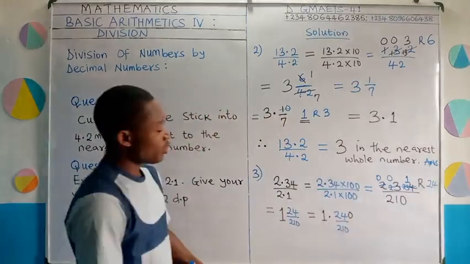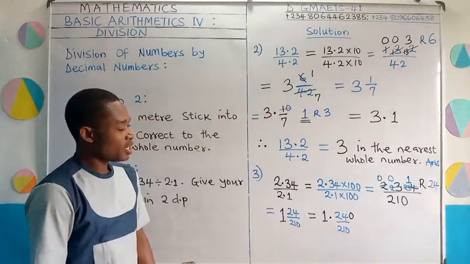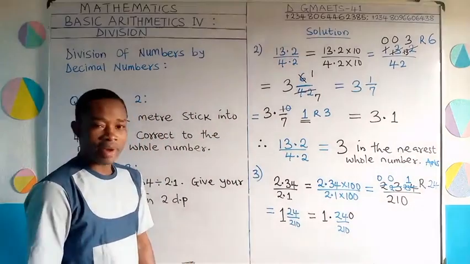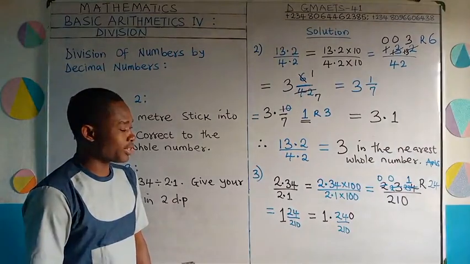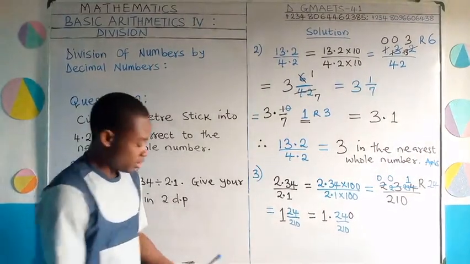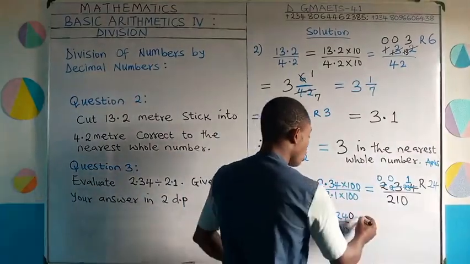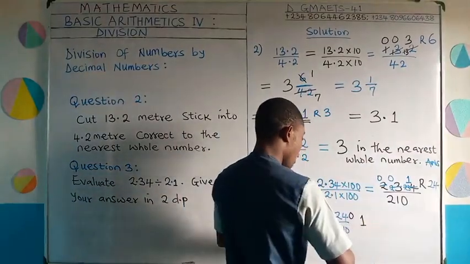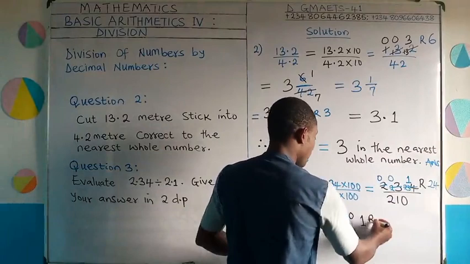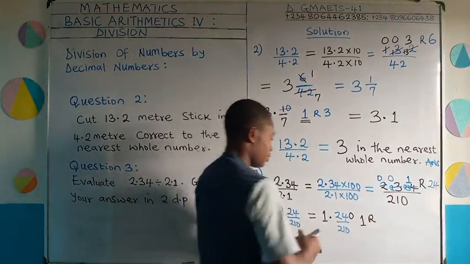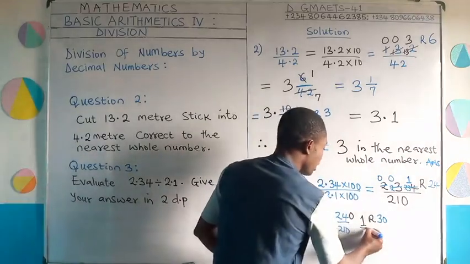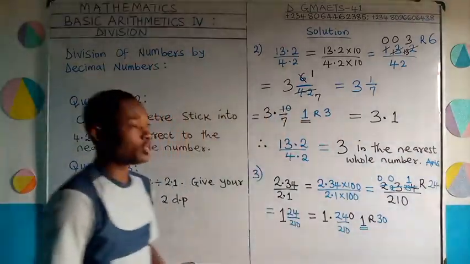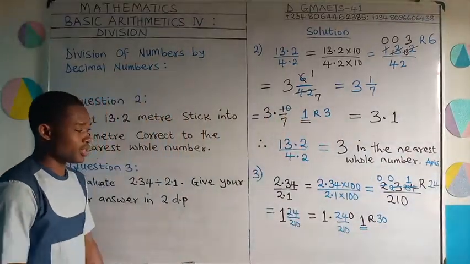If you attach 0 to 24, you get 240. Divide that 240 by 210. If we divide 240 by 210, how many times will that be? Once again, it's going to be one whole time, and then the remainder is going to be 30. Now this one whole time, I need to take note of it because it's going to be part of my decimal digit answer.